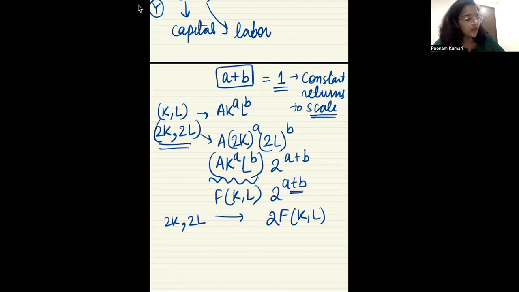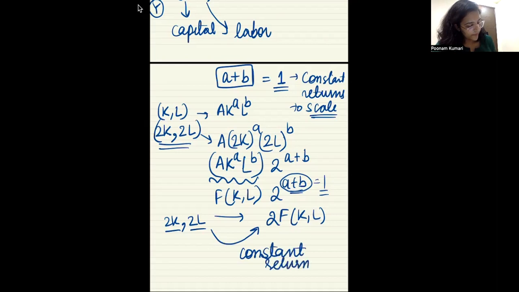ओके, सो अगर आपका A plus B equals 1 है, तो इसका मतलब क्या हुआ? अगर आप कैपिटल और लेबर दोनों को डबल करोगे तो आपका जो आउटपुट है वो भी डबल हो जाएगा, राइट? सो इस सिचुएशन को बोलेंगे कांस्टेंट रिटर्न्स टू स्केल. मतलब हुआ कि आपने जितना अमाउंट कैपिटल और लेबर को इंक्रीज किया उतना ही आपका आउटपुट उसी मल्टीपल से इंक्रीज हो जाएगा.